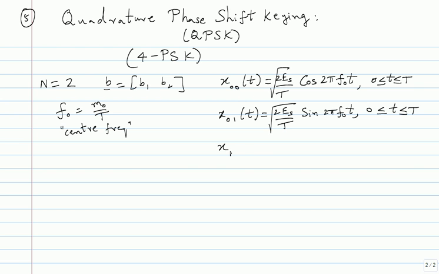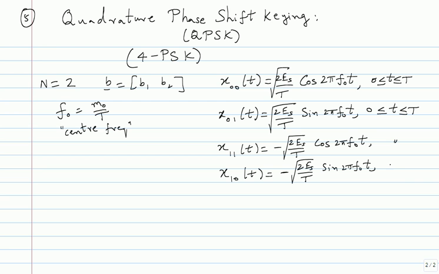Okay, so the x11(t) is once again going to be minus root(2 Es by T) cosine 2 pi f naught t, which is now what? A pi phase shifted version of the first one. Okay, and then you have x10(t), which is minus root(2 Es by T) sine 2 pi f naught t, which is a 3 pi by 2 phase shifted version of the original. So that's why it's called phase shift keying. Okay, so each bit combination tells you how much you have to phase shift by.